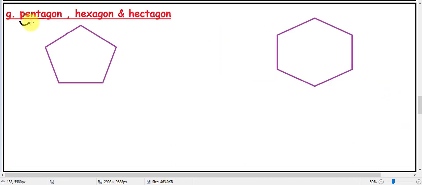If we have a regular pentagon or hexagon or heptagon, first we should divide this shape from the center into triangles. We will divide it into triangles like this.